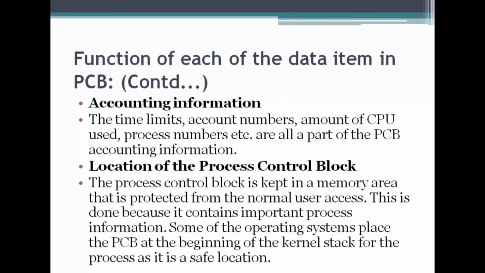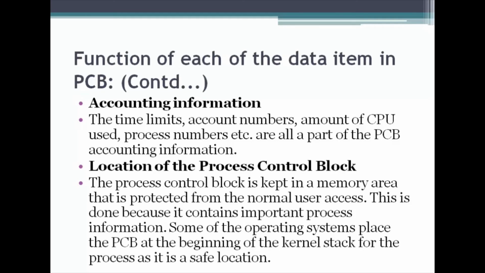What is accounting information? It stores the time limits, account numbers, the amount of CPU used, that is the CPU utilization, and all these are stored in accounting information, that is, while a process is getting executed, what are the pieces of information we require. And the location of the process control block: the process control block is kept in a memory area that is protected from normal user access. This is done because it contains important process information.